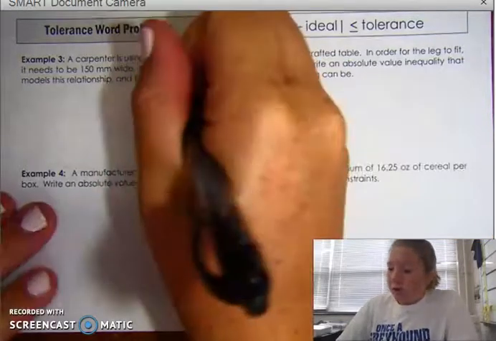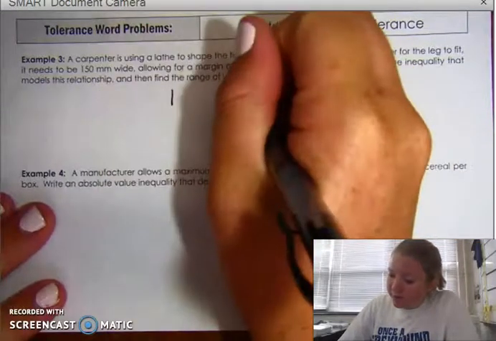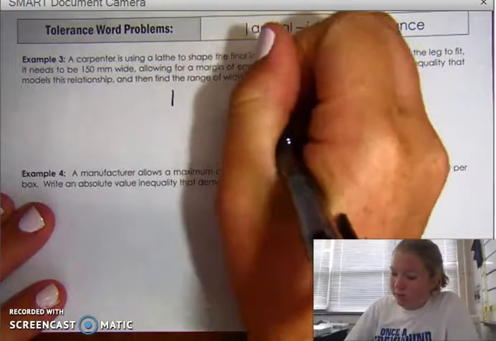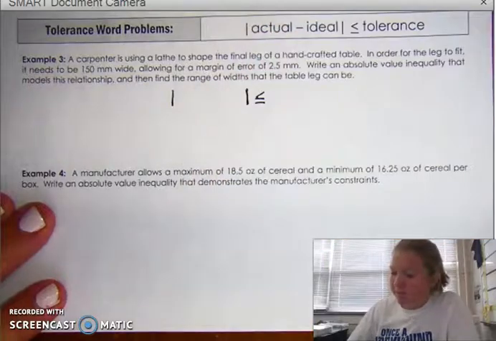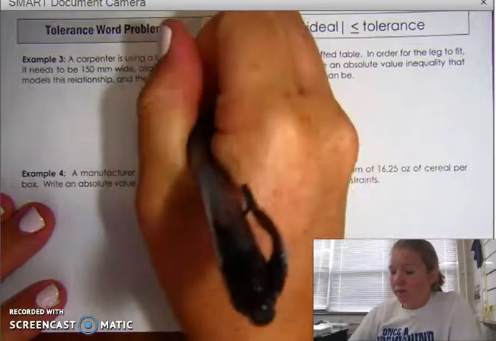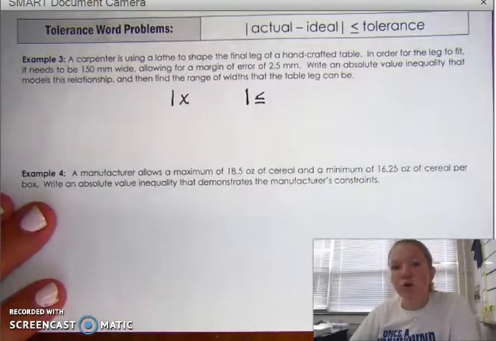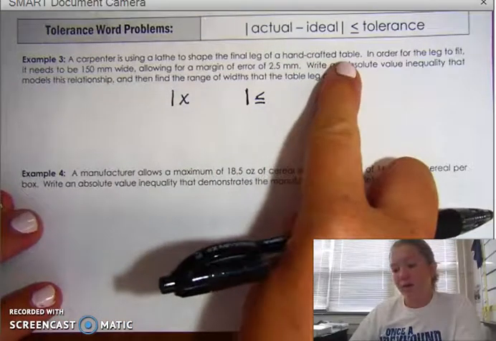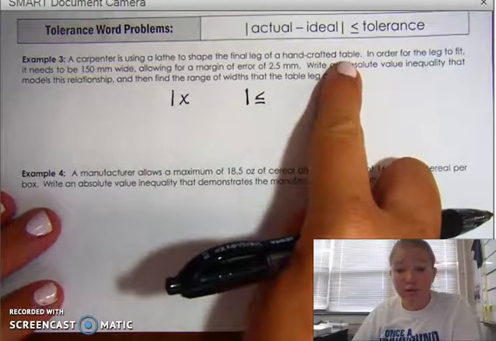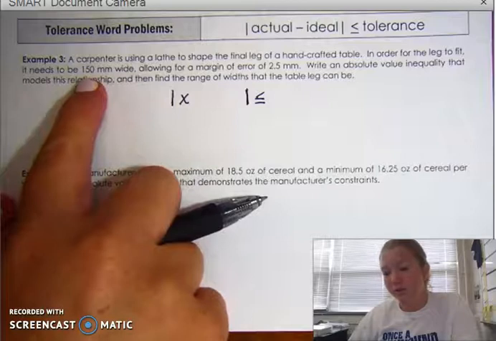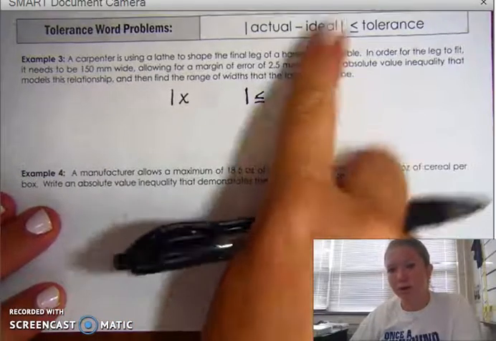So I'm going to go ahead and set up my absolute value. I will always be less than or equal to in these problems. And then my tolerance would go here. The actual will always be x because we don't know what the actual value is. It could be anything. If we're making a leg of this table, it could be 140 millimeters, it could be 160. We don't know until it's cut. But we do know that our ideal amount is 150. So that would go here.